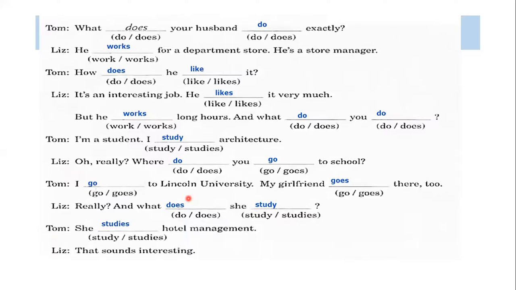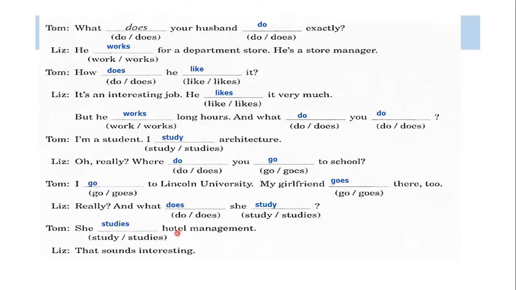What does your husband do exactly? He works for a department store. He is a store manager. How does he like it? It's an interesting job. He likes it very much. But, Claudia, continue, but. But he works long hours. And what do you do? I'm a student. I study architecture. Oh, really? Where do you go to school? I go to Lincoln University. My girlfriend goes there too. Really? And what does she study? She studies hotel management. That sounds interesting.